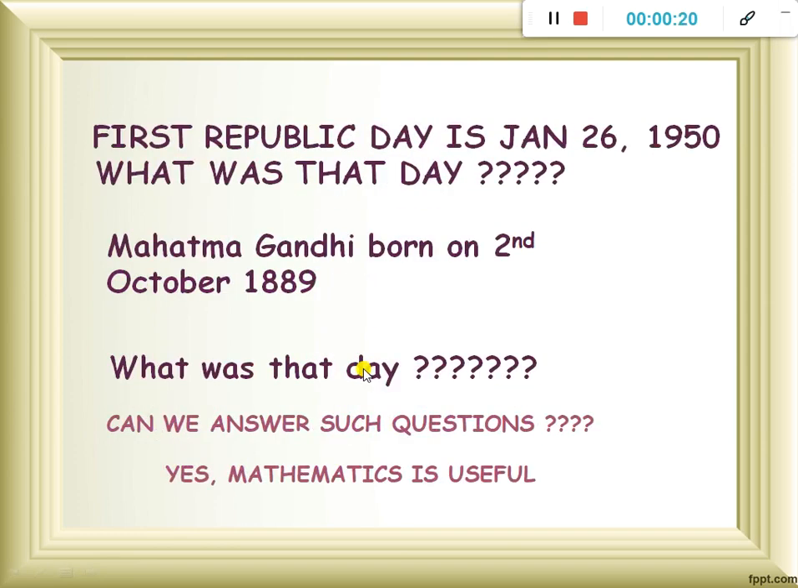Before entering the topic, I would like to ask some questions regarding it. First, Republic Day is January 26, 1950. Could you tell what day that was? Similarly, Mahatma Gandhi was born on 2nd October 1869. Can anyone tell what day that was? Can we answer this kind of question?